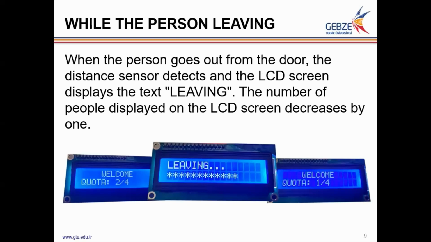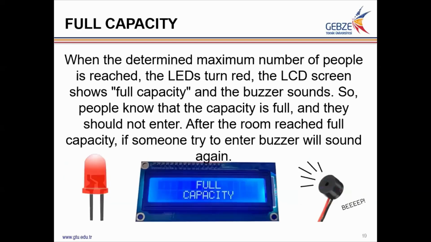When someone leaves the place, the process is actually the same as when a person enters the place. The Arduino detects the movement under the door, processes that input, and then sends that output to the LCD screen as a leaving message. It also decrements the quota by 1. Besides these entry and exit processes, the most important feature of Counter-Crowded is providing a sound when the number of people in the place is exceeded. How it works, let me show in the next slide.